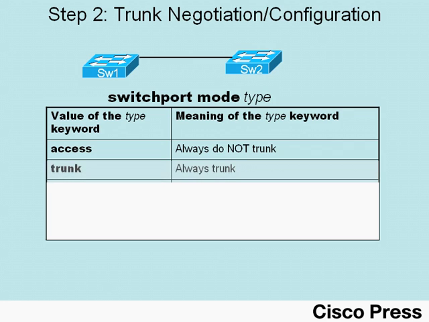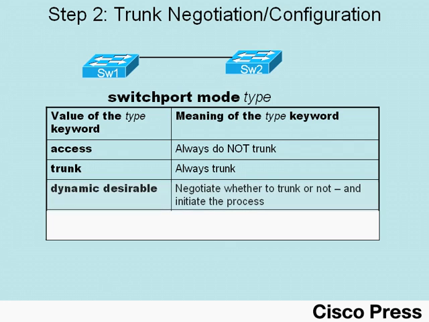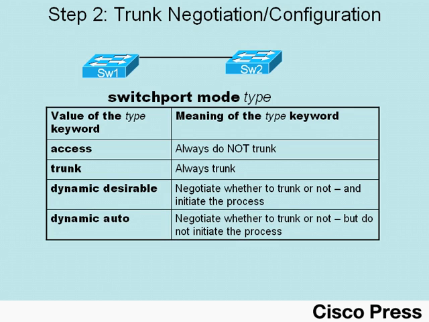If you configure the trunk keyword, it tells the switch to always trunk. Many network engineers go ahead and configure switchport mode trunk on each interface that they know they want to have trunking. The next option on the switchport mode command that you see here is the dynamic desirable option. This option tells the switch to initiate the negotiation of whether trunking is possible, and if the neighboring switch is willing to trunk, to go ahead and indeed trunk. Now if you compare that to the fourth option, dynamic auto, it works the same way, except with dynamic auto, the switch does not initiate the negotiation process.